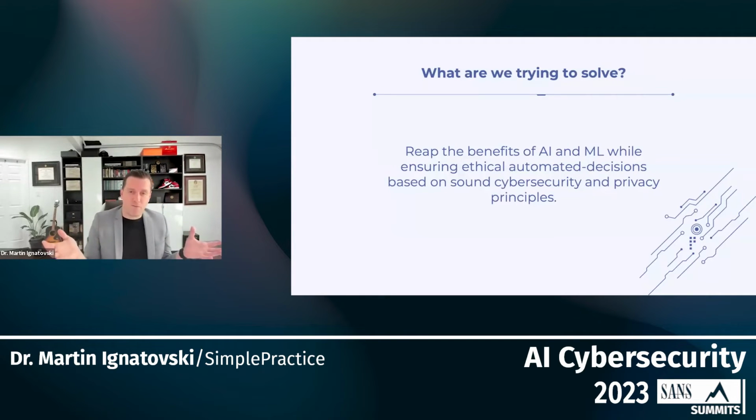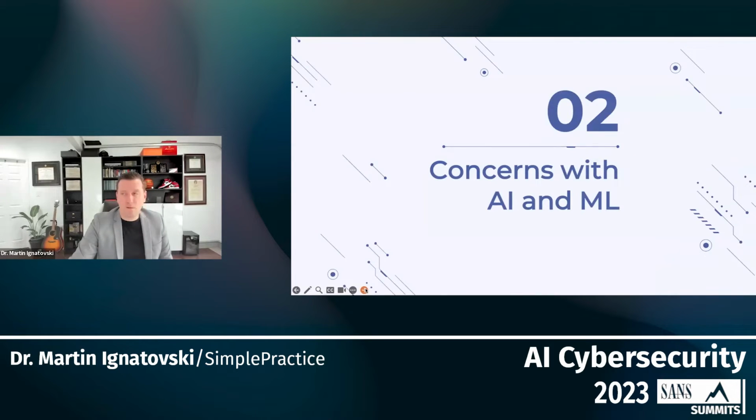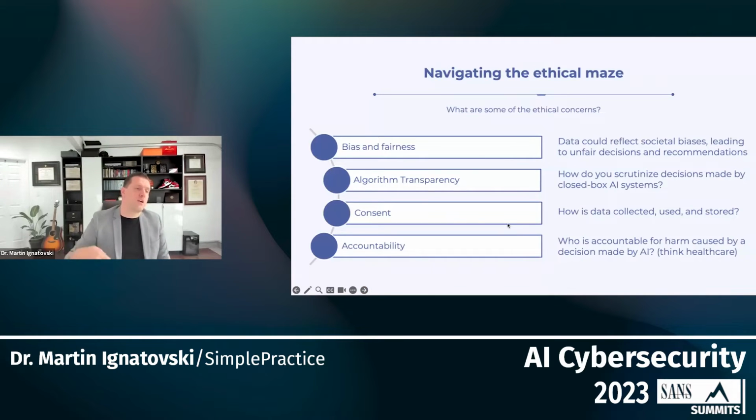Well, we want to reap the benefits of using AI and ML models, but we also want to ensure that any automated decision-making processes that come from the use of these components are based on sound cybersecurity and privacy principles, that they're ethical, and that they include the appropriate data components that you need to worry about. So what are some of the concerns that we're seeing across the board? Well, the ethical maze is really complex when it comes to different uses of AI and ML.